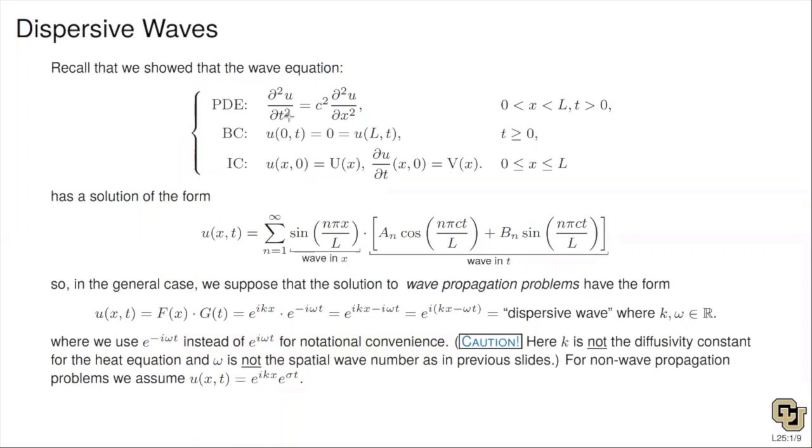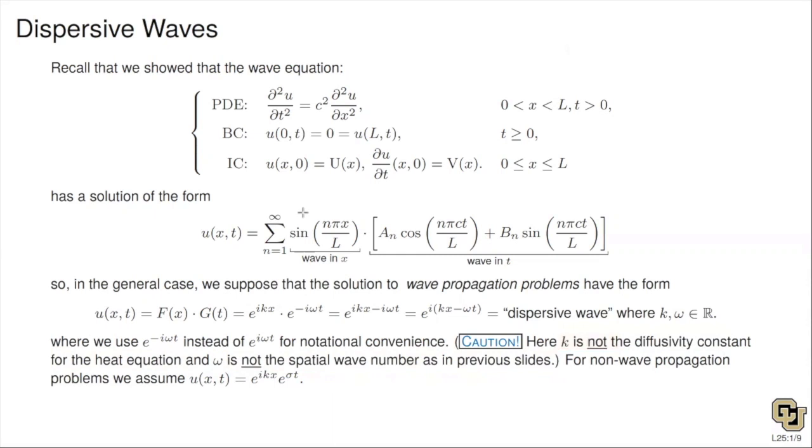As I mentioned, please be careful. k is not our thermal diffusivity constant from the heat equation. This section of the book uses all the same notation, but in a totally different context. I think Haberman uses omega when he does Fourier transforms, and now omega is not the same omega as in Haberman's earlier treatment. It's not a spatial wave number.